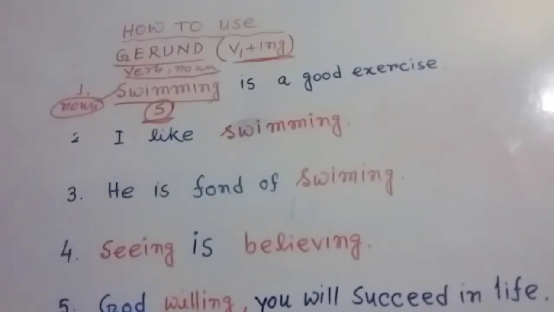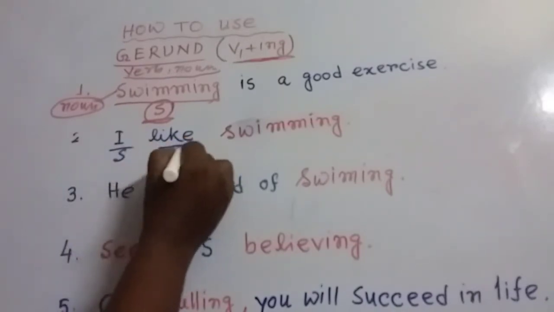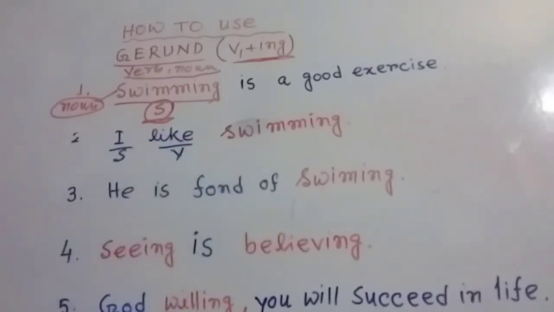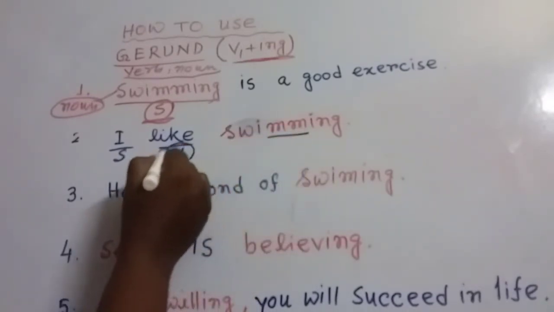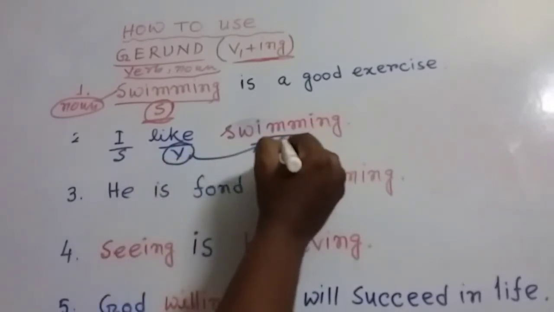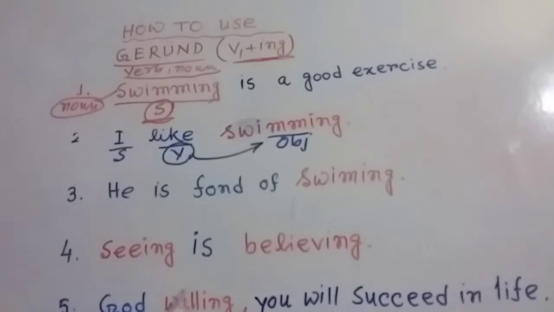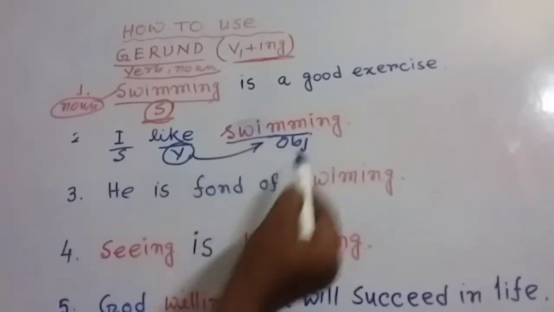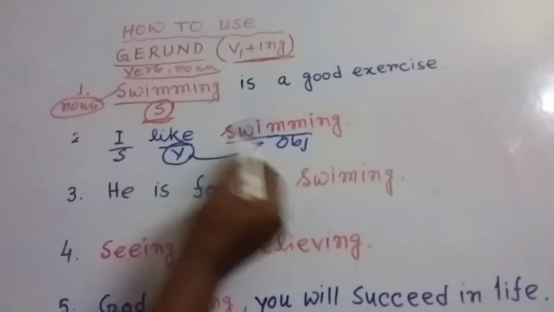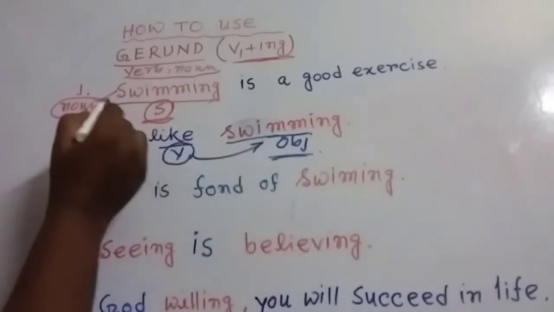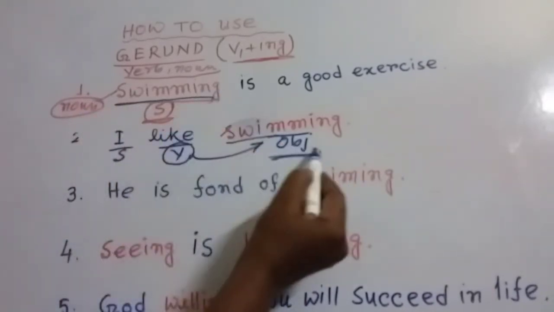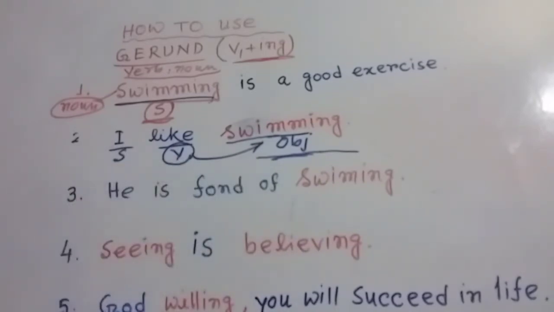In the next sentence you can see, my dear friends, I like swimming. So here this is the subject, I, this is the verb, and if you ask the verb what, the answer will be the object of the sentence. Here, what do I like? The answer is swimming. So swimming is the object of the sentence. And as it is a noun, obviously it's a gerund, and we have used this gerund as the object of this sentence. In the previous sentence we used the gerund as a subject. Here we have used the gerund as an object.